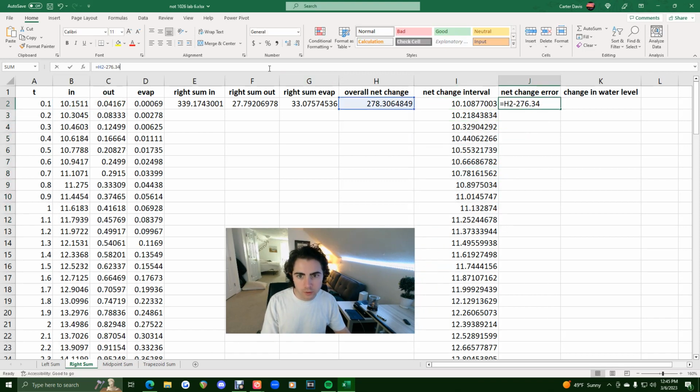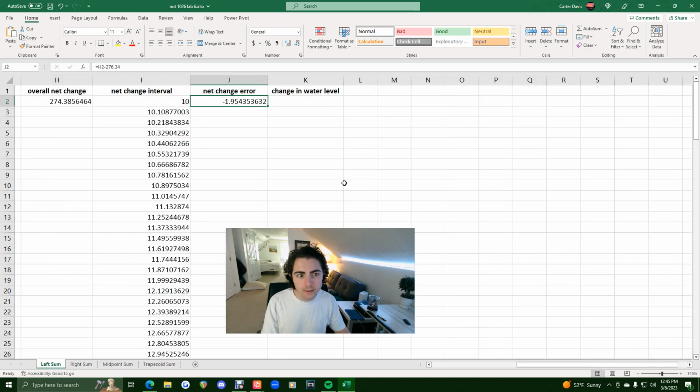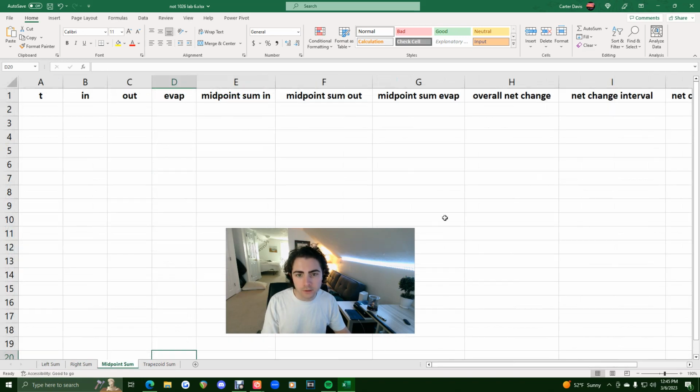Net change error, again, just the net change minus the exact value, the 276.34. Hit enter. A positive 1.96-ish is the error for the right sum. We had negative 1.95 for the left sum.